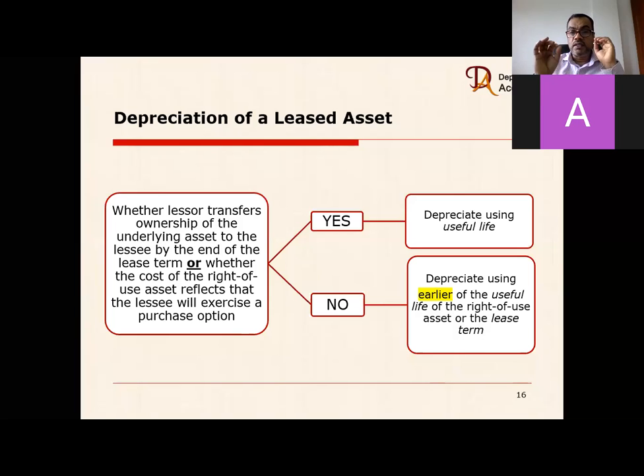Again, I summarize: simply follow the rule of useful life without considering anything. But if the useful life is greater than the lease term, you have to ask a question. What is the question? Whether the ownership is going to be transferred. If the ownership is transferred, then again, no problem, you can use the useful life. But if the ownership is not transferred, then the lesser period is the lease term, therefore depreciate based on the lease term. So that is the rule of thumb.